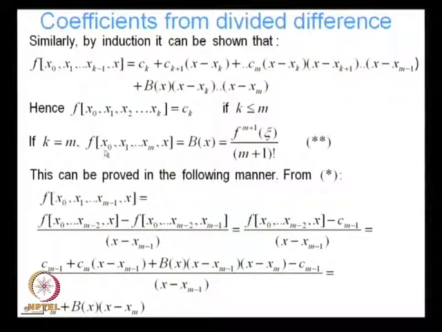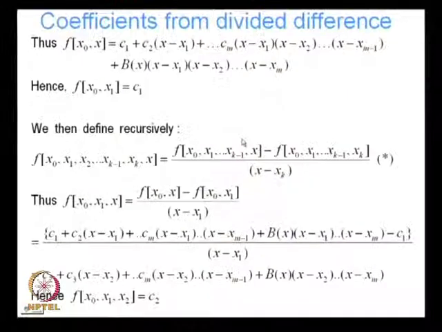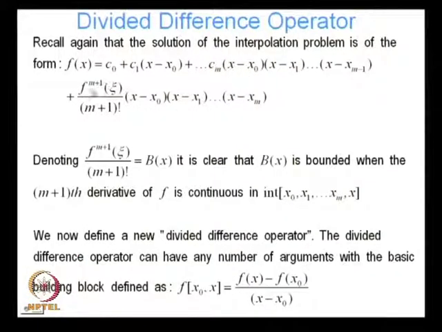But if I have a divided difference operator which is f of x0 x1 up to xm x, we are going to show that that is actually equal to the coefficient of my remainder term. Let's go back and take a look at the remainder. Our remainder term was like this. So all these coefficients I have been able to express in terms of the divided difference operator, and I am going to show that the coefficient of the remainder is also given by the divided difference operator with x0, x1 up to xm comma x. So that is my coefficient of the remainder term.